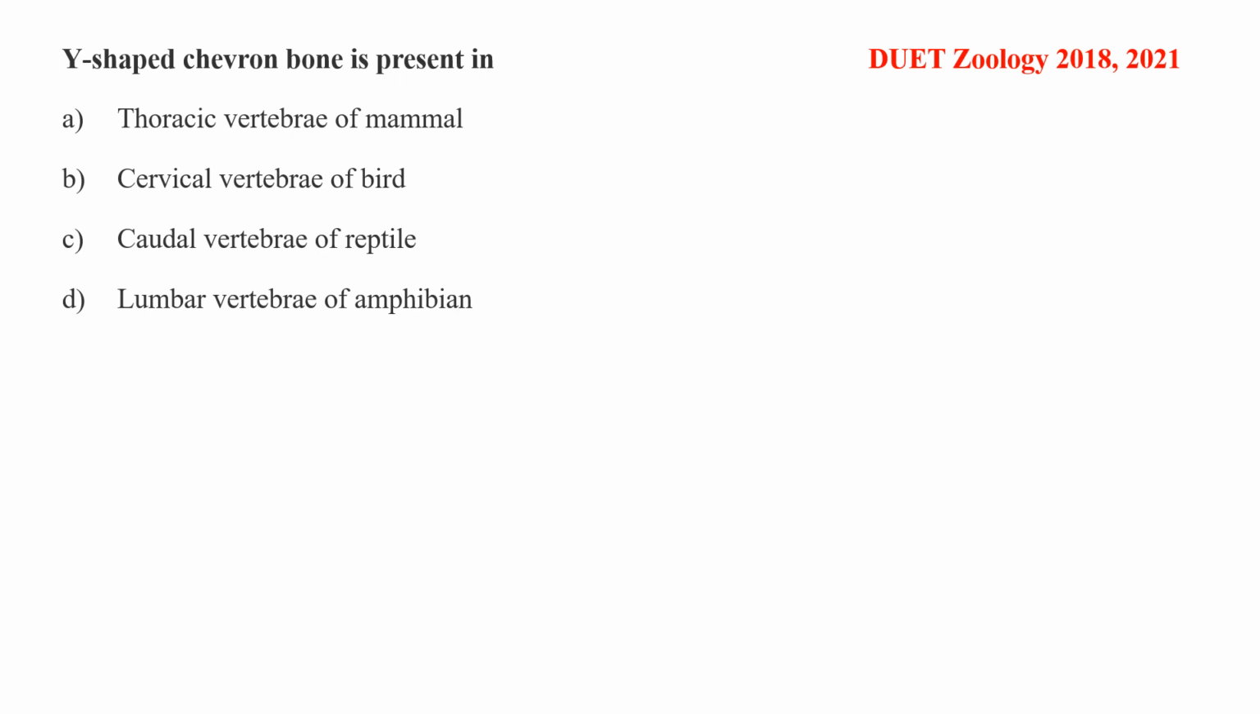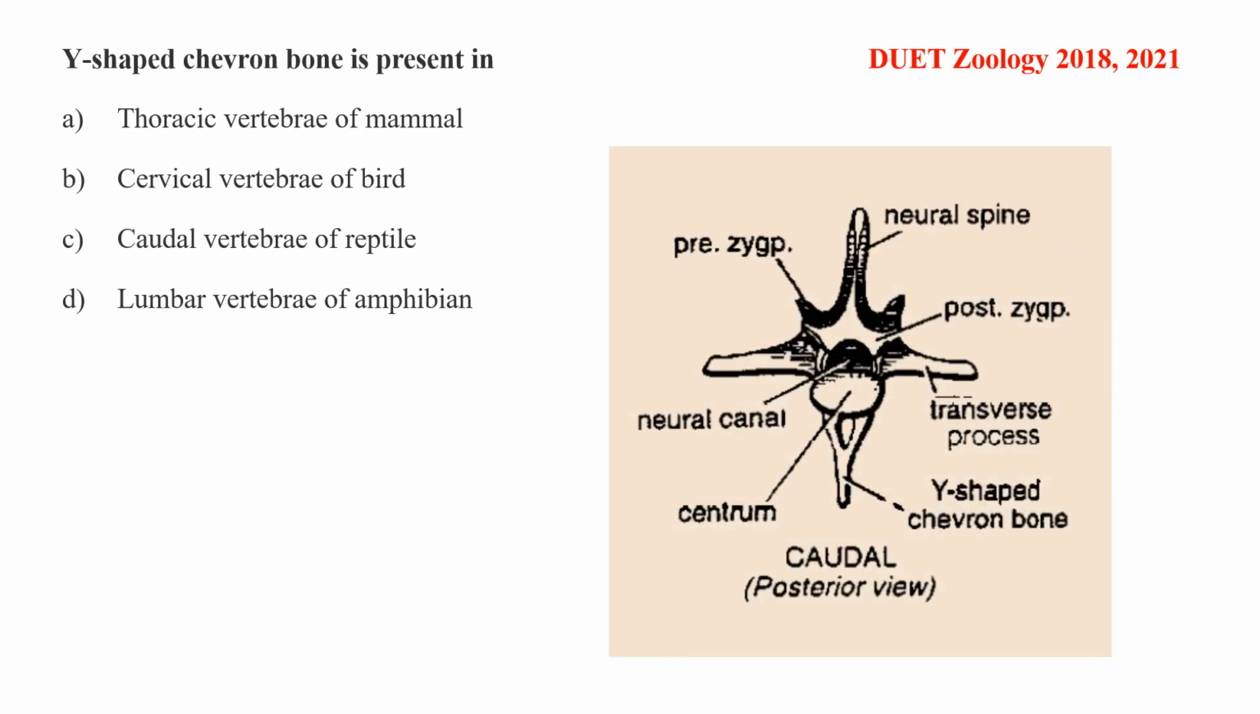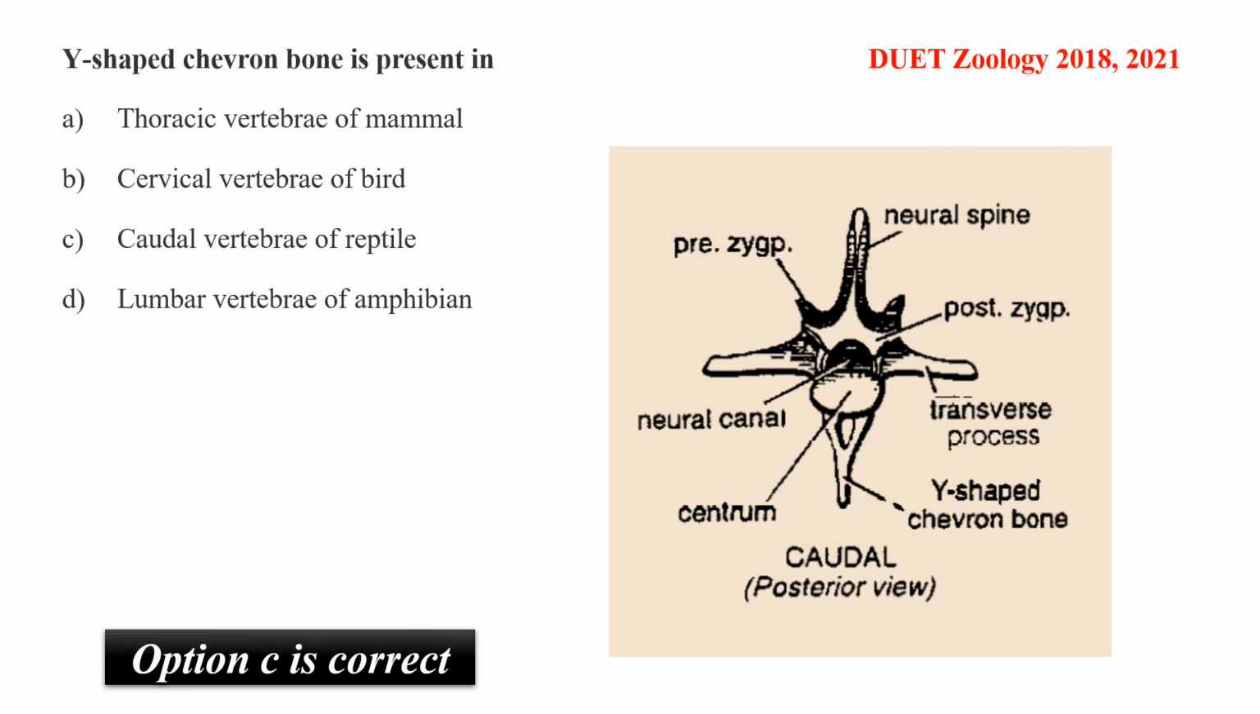Y-shaped chevron bone is present in thoracic vertebrae of mammals, cervical vertebrae of birds, caudal vertebrae of a reptile, or lumbar vertebrae of amphibian? A typical Y-shaped chevron bone is present in the caudal vertebrae of a reptile. So here option C would be the correct answer.